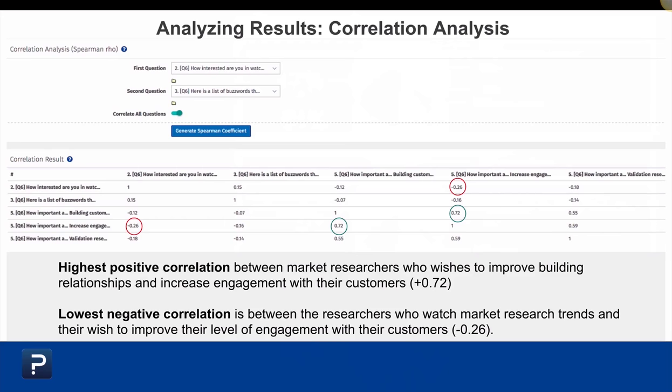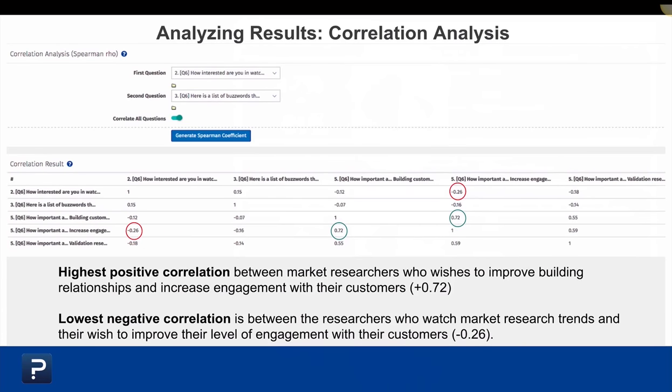And the lowest negative correlation is between researchers who watch market research trends and their wish to improve their level of engagement. So I thought that was really interesting that, for those that are interested in trends, their level of engagement actually has gone down just a bit. It means that the strength between the answers there and the answers about trends is not quite as strong versus looking at building and engaging with customers. So that makes a lot of sense.